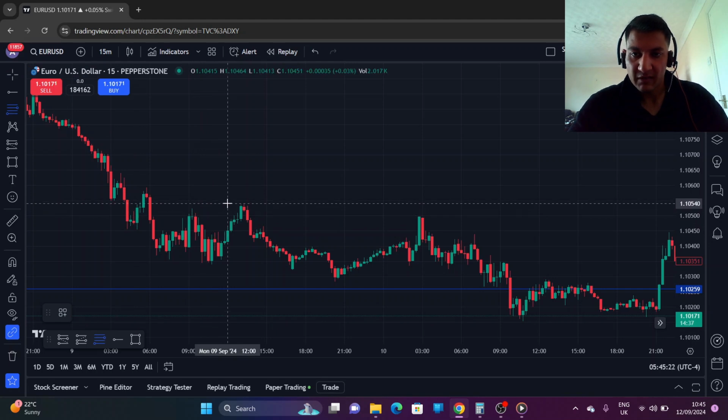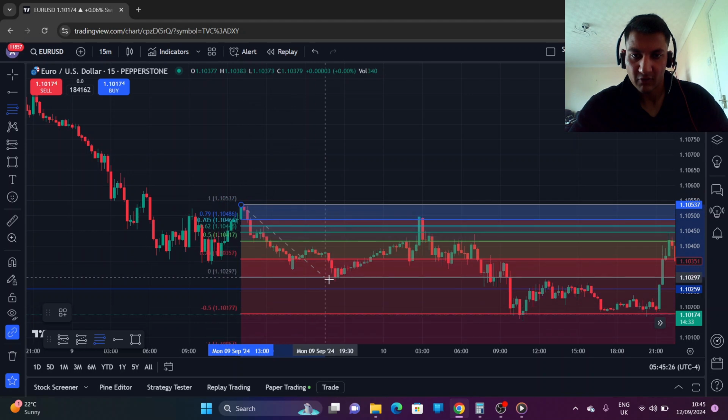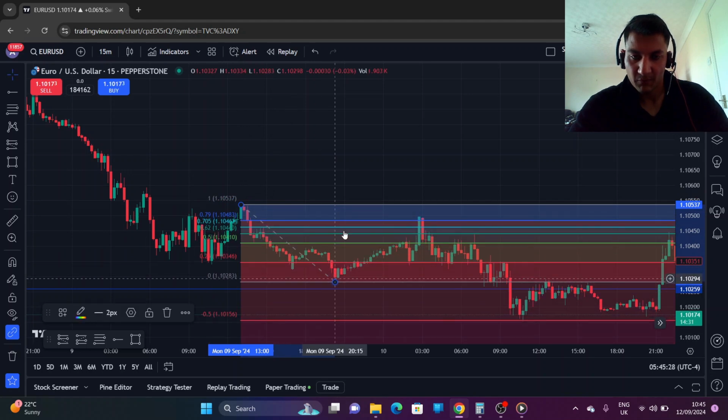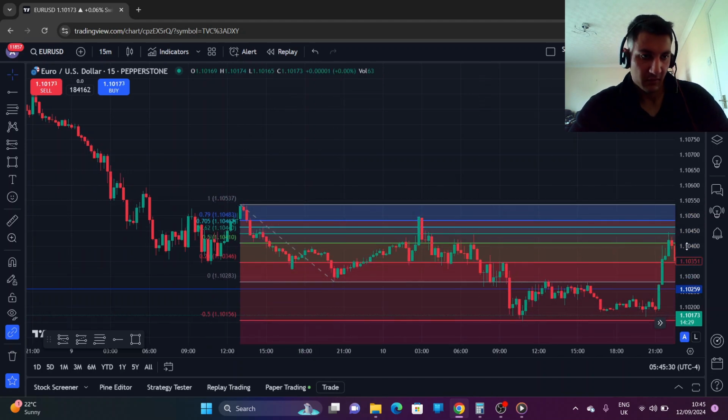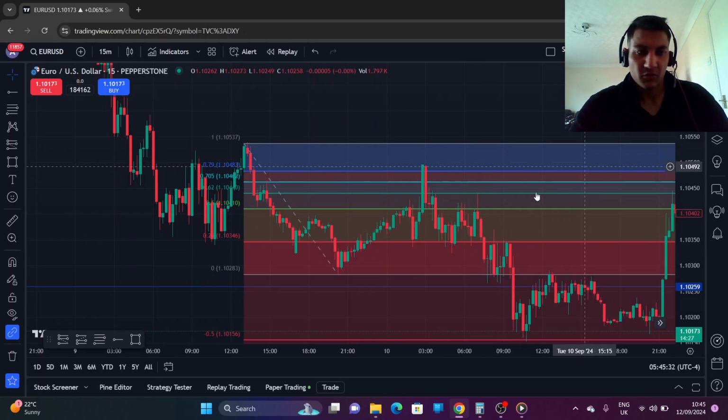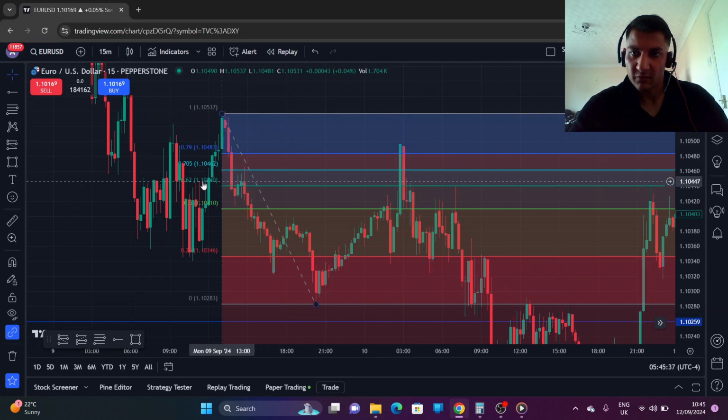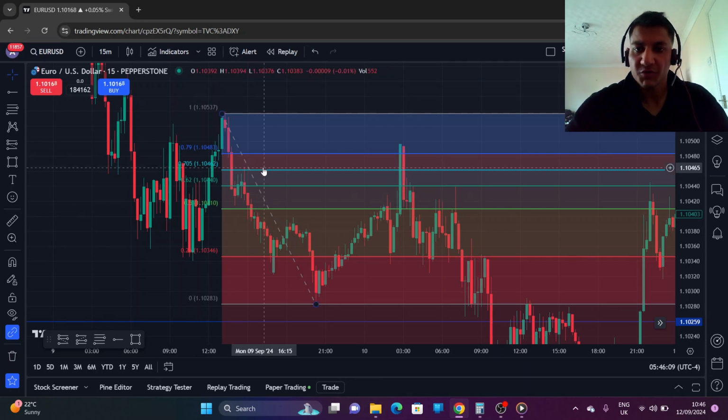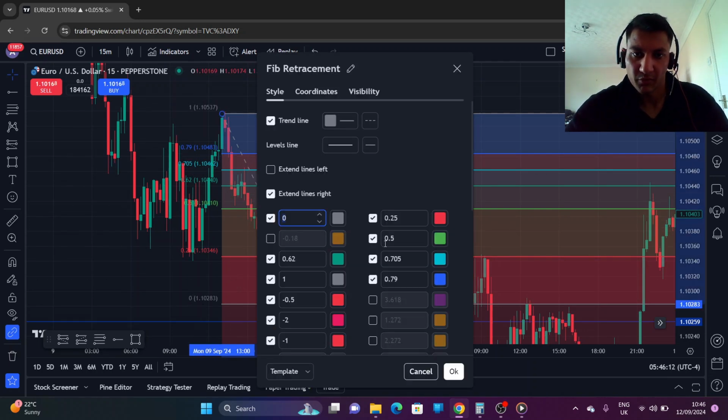What the optimal trade entry says is you get it from this swing high here, and you drag it to this swing low here. And that's it. Let me just expand the charts a bit. You see these three levels, 0.62, 0.705, and 0.79? I'll get the settings up if you want to pause the video. These are the ones you're interested in: 0.79, 0.705, and 0.62.